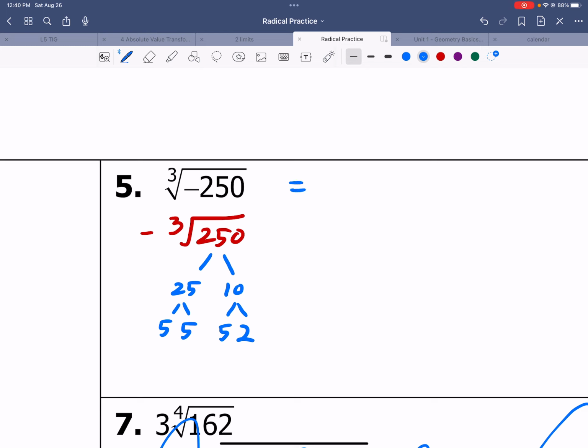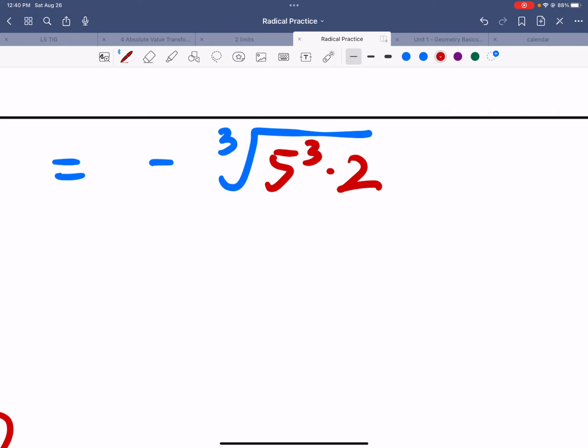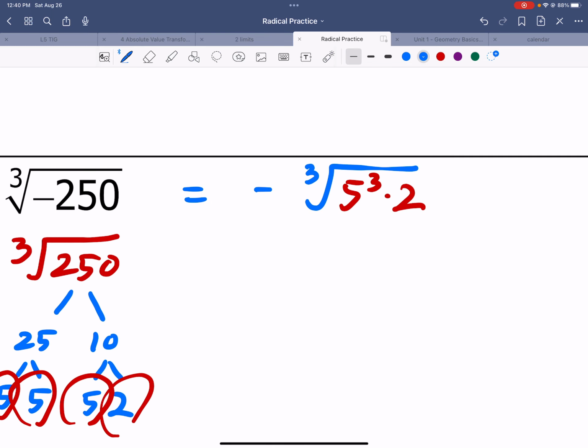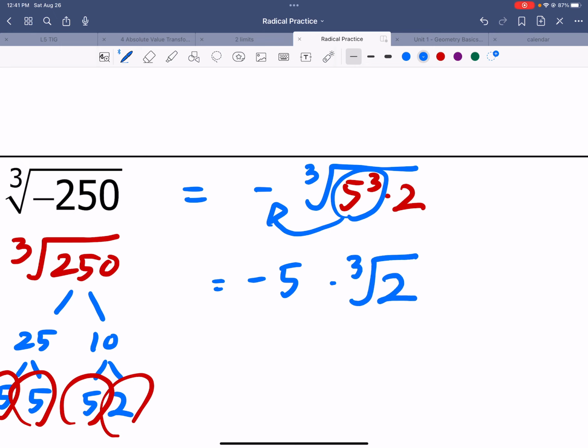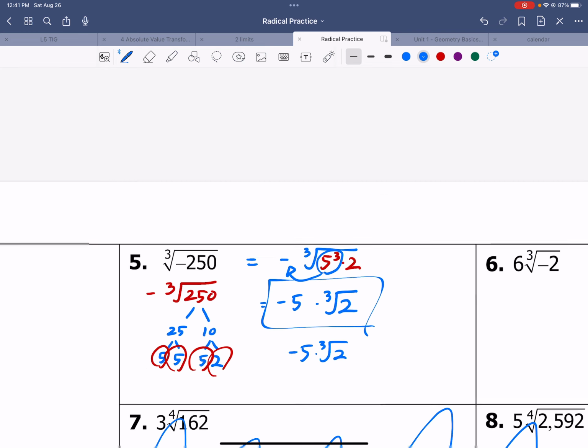So if I simplify this, it is negative cube root of 5 to the third power times 2. Let's look at this one. I can take out 5 only once because I have exactly three 5s. So it's going to be negative 5 times the cube root of 2. I cannot take the 2 out, so I will just write 2 inside. There's nothing more that I can simplify, so that's going to be the answer. Or you can write it like that. It's up to you. I prefer to put dots like that because that's multiplication.